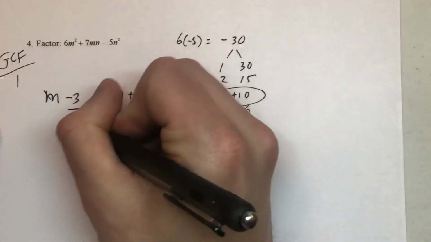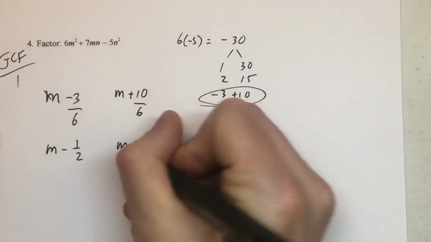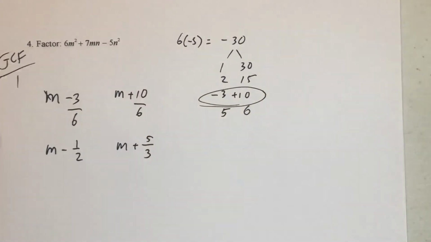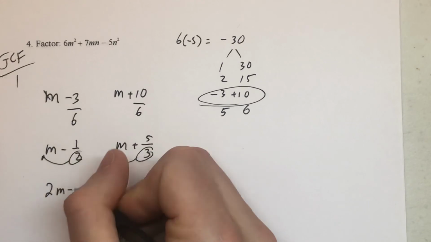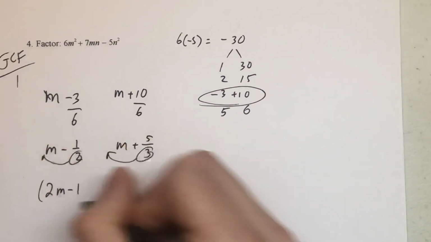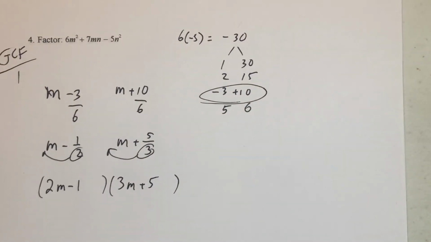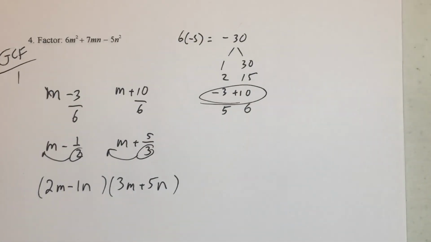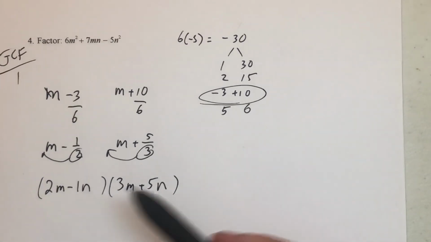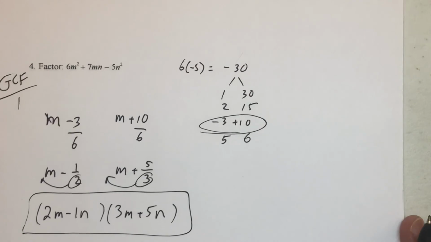So the 3 and the 10 both get divided by the 6, reducing to an m minus 1/2 and an m plus 5/3. And then the bottom's coming up, giving me 2m minus 1. I'll just go ahead and do this here, and a 3m plus 5. But for our final answer, needing to make sure we get that n squared, n no n pattern going backwards, we definitely need to get the n as the variable on those second terms there. So 2m minus n, or 2m minus 1n, 3m plus 5n is the factored form for that polynomial.